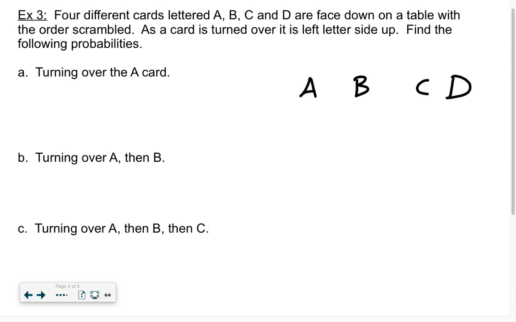But we want to know what's the probability of turning over an A. Well, this one's fairly simple. We have 4 total cards to select from, and only one of them has the letter A on it. Therefore, 1/4. But now let's take a look at B.